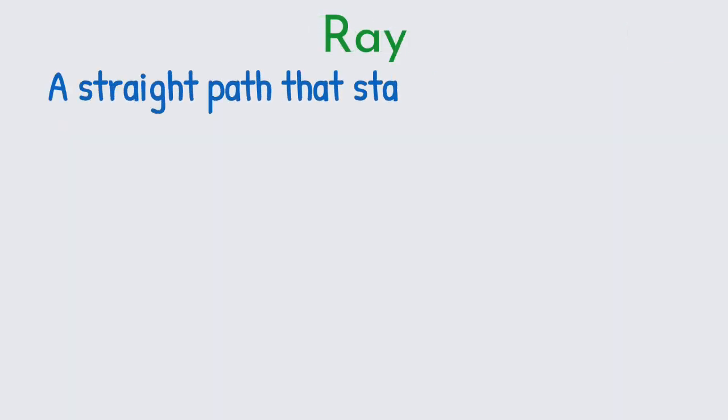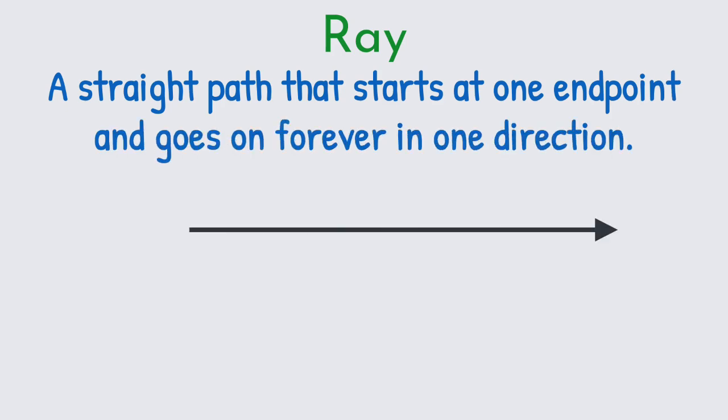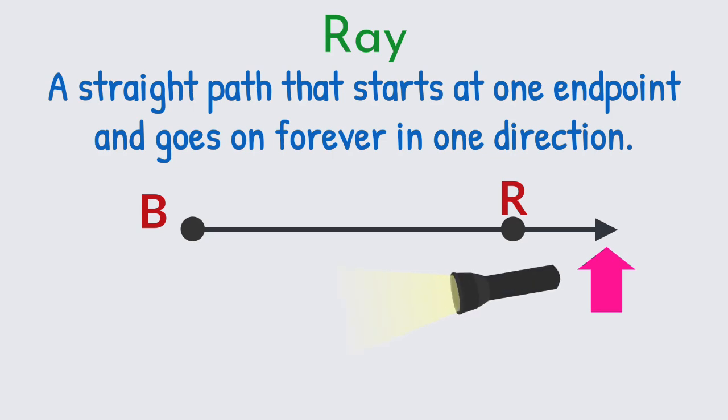Ray. A straight path that starts at one endpoint and goes on forever in one direction. It's like a line, but with only one arrow. Think of a flashlight beam. It starts at the bulb and shoots outward in one direction without ever stopping.